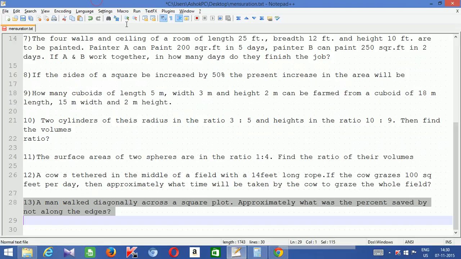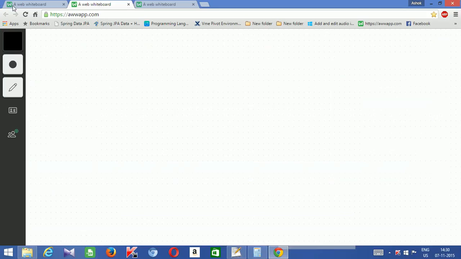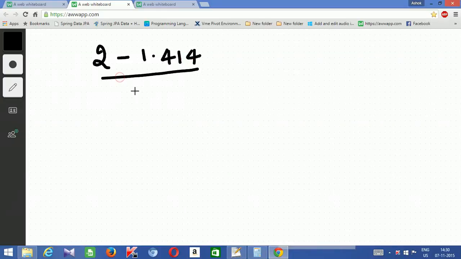So the question says, a man walked diagonally across a square plot. Approximately what was saved by not walking along the edges? They are not asking for the absolute value. They are asking for the percentage. So if you had walked along the edges, the original distance would have been 2, minus 1.414 that you walked along the diagonal, divided by where he started, 2. So this will be the percentage he actually saved.